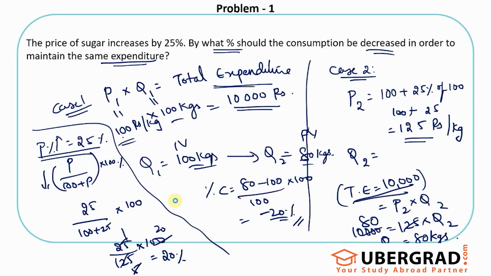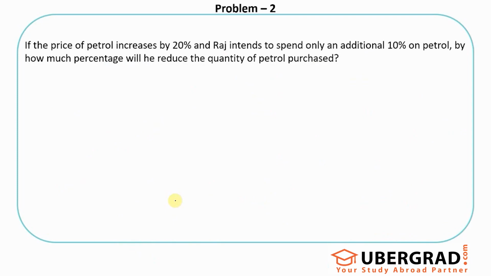What happens sometimes is a question like this. They will say if the price of petrol increases by 20% and Raj intends to spend only an additional 10% on petrol, by how much percentage will he reduce? Here, the total expenditure is not the same. They are allowing it to go up by 10%, right?